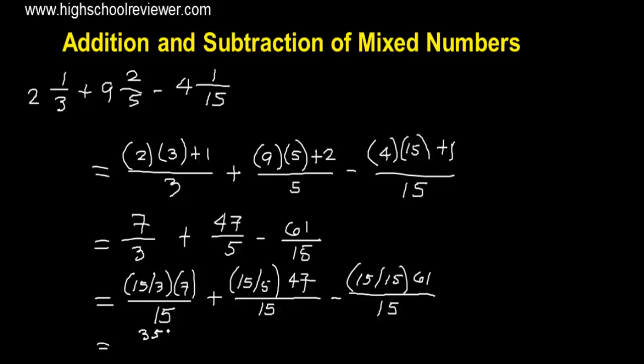And we will have here 35 plus 141 minus 61, and our LCD, or the denominator, is 15. And this will be 115 all over 15. We can still simplify this. This is equal to 7 and 2 over 3. Therefore, 2 and 1/3 plus 9 and 2/5 minus 4 and 1 over 15, that is equal to 7 and 2/3.